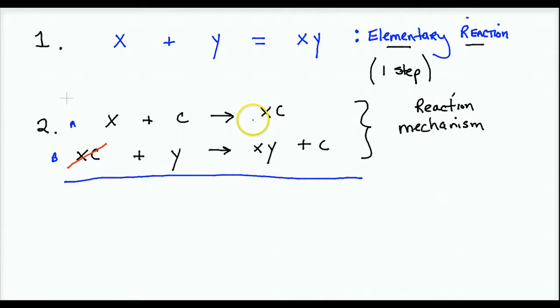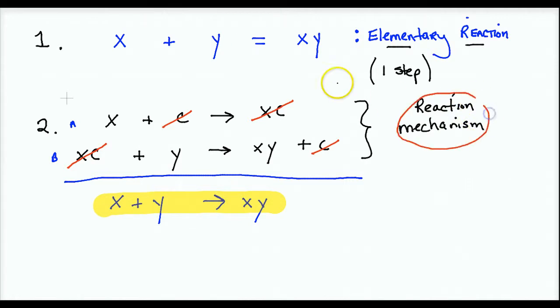XC is on this side, XC is on this side. The reason why I can cancel is because on either side of an equation, we have the net change. And of course, I'm canceling out C here and C here. And what I'm left with, if you noticed, is X plus Y going to XY. So notice I could get to the overall equation by a series of steps, in this case two, which is called the reaction mechanism. Or I could get to this exact equation in one step, which we'd call an elementary reaction.